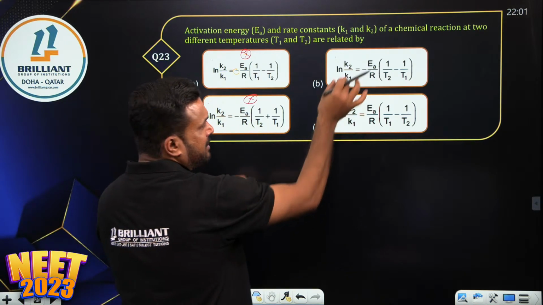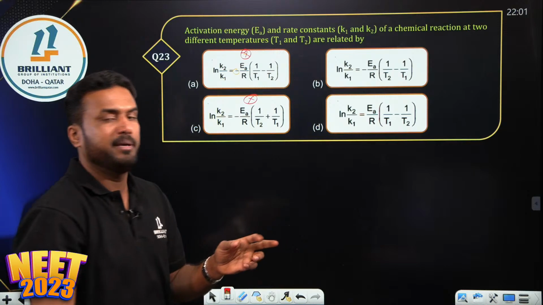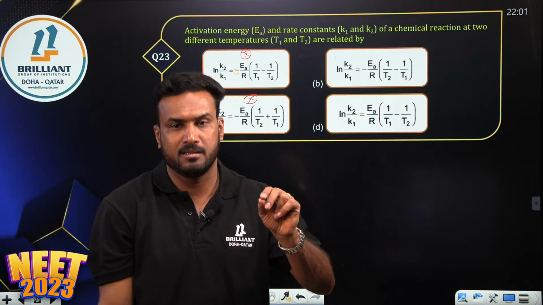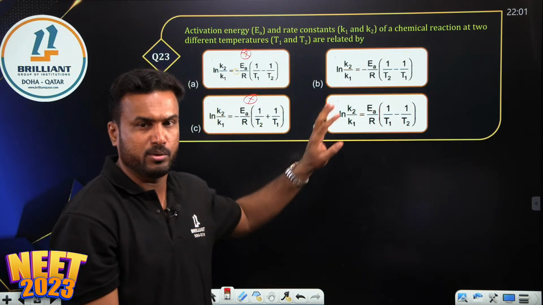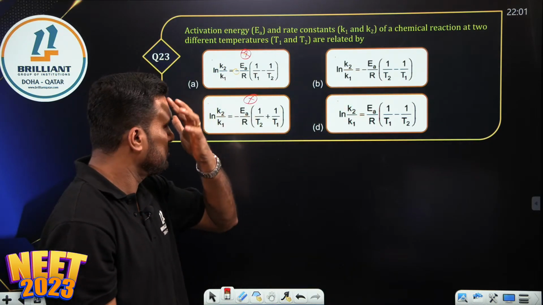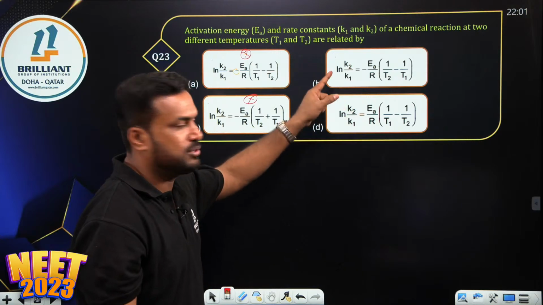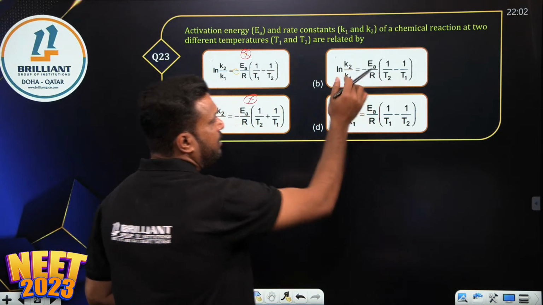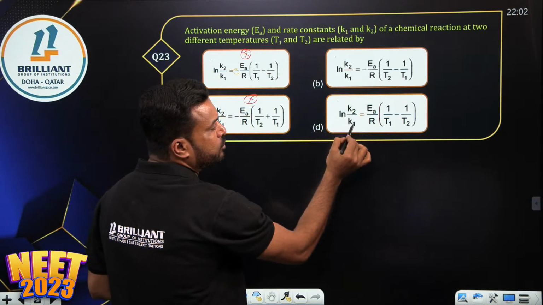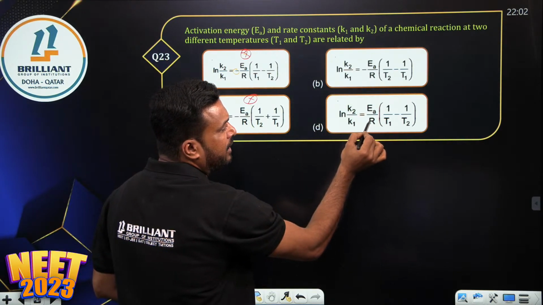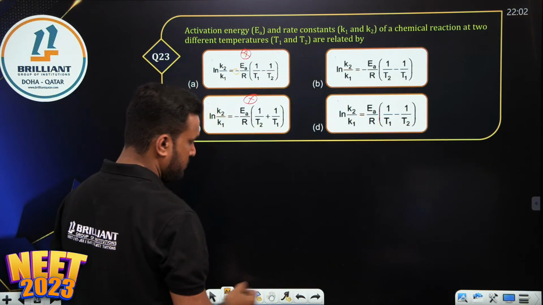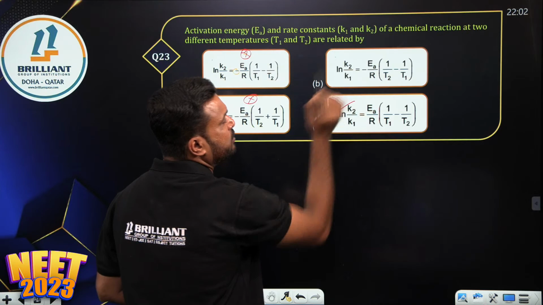I'll go to the D. After that I'll tell you, because here two answers are coming. It was the same question. Anyway, two options. The right answer won't be there, but this was the question. And if you write this one or this one, you will get the mark. Here both the equations are correct. Listen, D: log K2 by K1 is equal to EA divided by R into 1 by T1 minus 1 by T2. This is the right one. Not only this one, this one is also right.